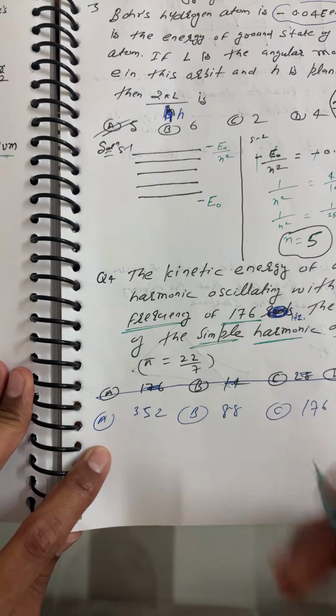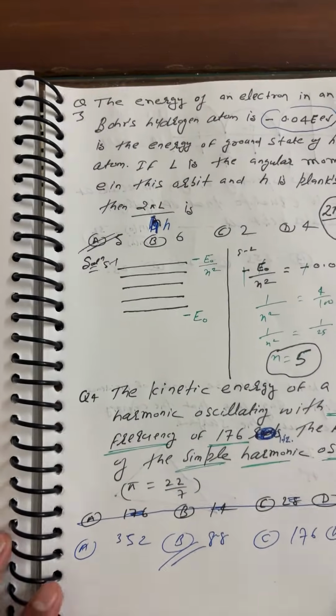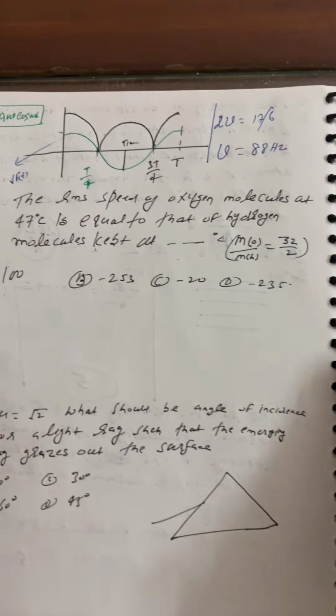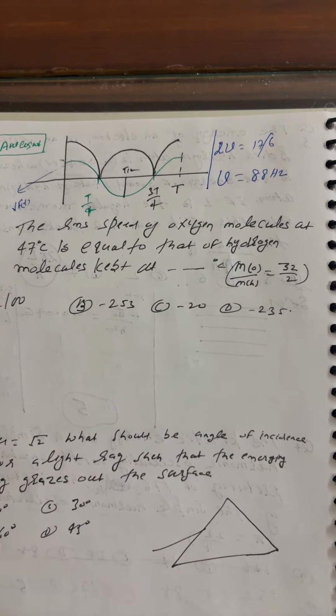Is it any option? Have a look. Yes, this is option number 2. So the question is not tough, right? It's a solvable question you can do. Next, I can see in the paper, have patience. So what is the next question, student? Have a look at the next question.